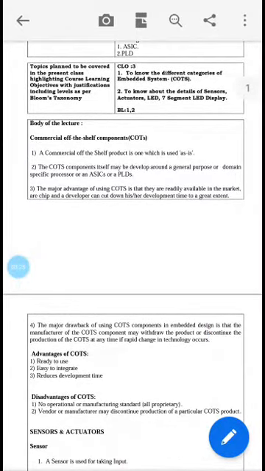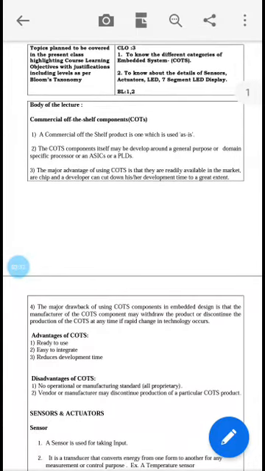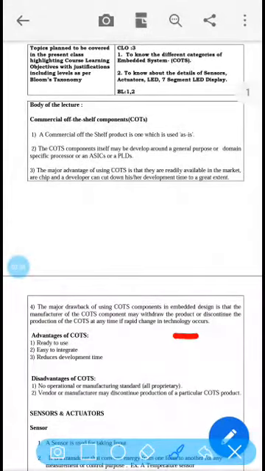Likewise, what might be the drawback? The drawback of commercial off-the-shelf components in embedded design is that the manufacturer of the COTS component may withdraw the product, or may discontinue its production at any time. If the manufacturer feels that this technology doesn't suit the current technology, he might withdraw the product or discontinue its manufacturing. This might be one drawback of COTS.